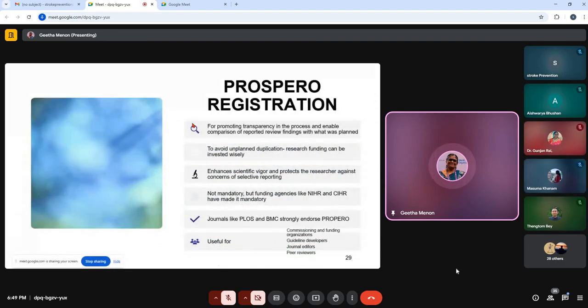It definitely reduces duplicacy. It promotes transparency, and it enhances your scientific rigor, because other researchers can also see the registered protocol, and if there are concerns on the criteria or the methods adopted by the primary reviewer, they can contact the reviewer also. The contact details are also there.